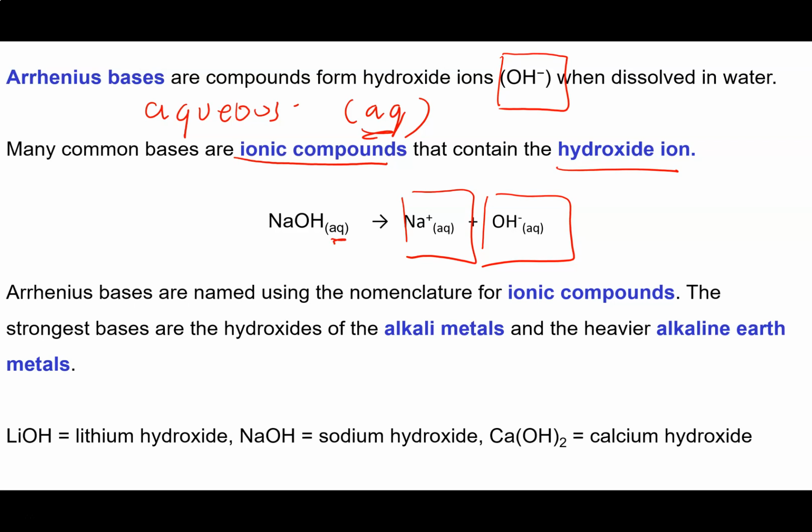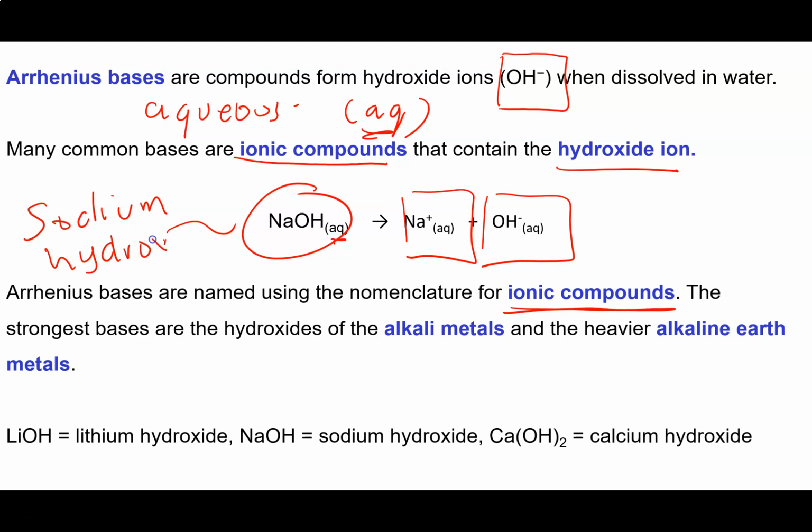So how do we name ionic compounds that are bases? Well, it's pretty simple. We name them exactly the same way as other ionic compounds. So it doesn't affect the naming. This would just be referred to as sodium hydroxide, which is going to give the name of the cation and follow it with the name of the anion.